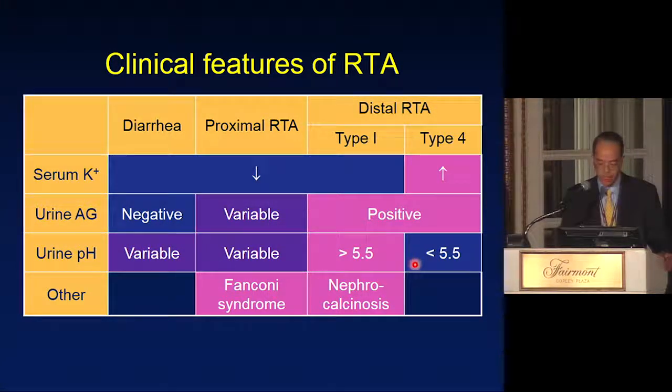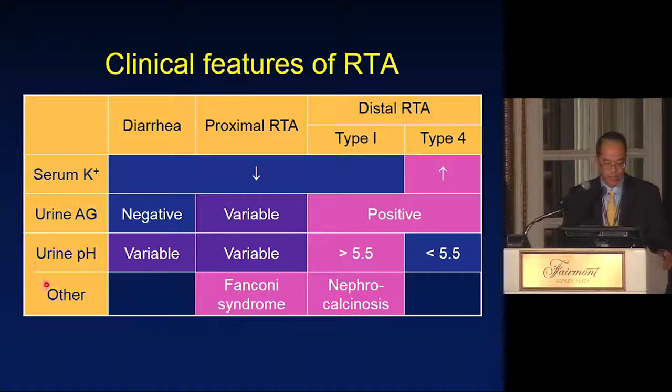Urine pH: the most useful point of the urine pH is to distinguish between type 1 and type 4. So type 1, as we recall, has a specific defect in acid secretion into the lumen of the collecting duct. So they can't lower their urine pH. In type 4, they can lower their urine pH just fine. They just don't get rid of enough ammonium to get rid of their daily acid load.